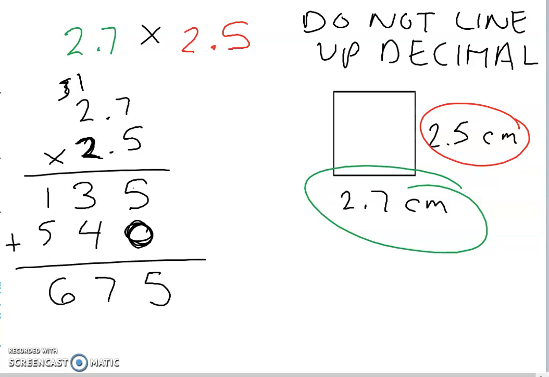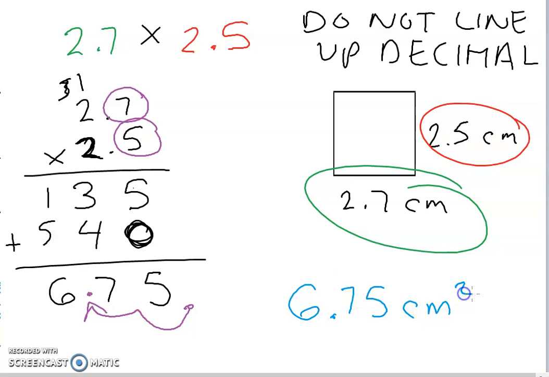Now, similar to the third problem in the first row, you have to count the number of numbers behind each of the decimal points, and that is the number of moves you make to place your decimal. So in this case, I again have 2 numbers behind decimal points. So my decimal point is going to move 1 and then 2. So my final answer for this problem is going to be 6.75 centimeters squared. And that concludes the rectangle section.